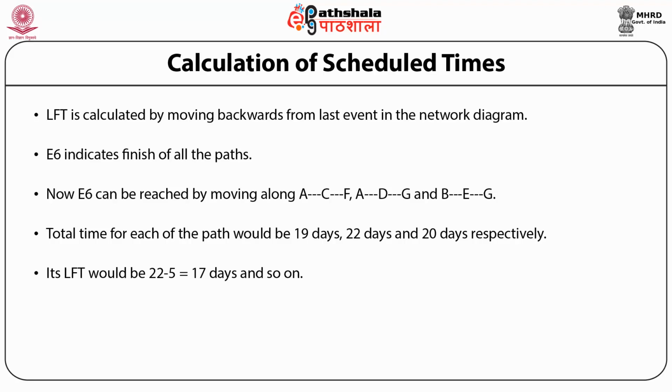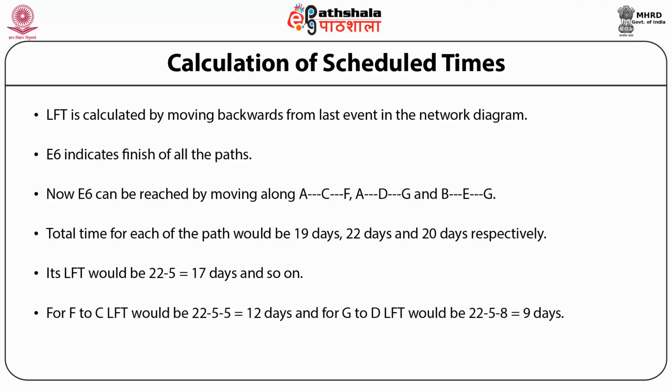Interestingly, finish of E2 can be achieved by moving backwards from F to C or from G to D. For F to C, LFT would be 22 minus 5 equal to 12 days, and for G to D, LFT would be 22 minus 5 minus 8 equal to 9 days. As an activity should be finished as early as possible, by moving backwards, the minimum LFT should be considered. So finish of E2 or LFT of activity A would be 9 days. All other times will be calculated and shown in the table.